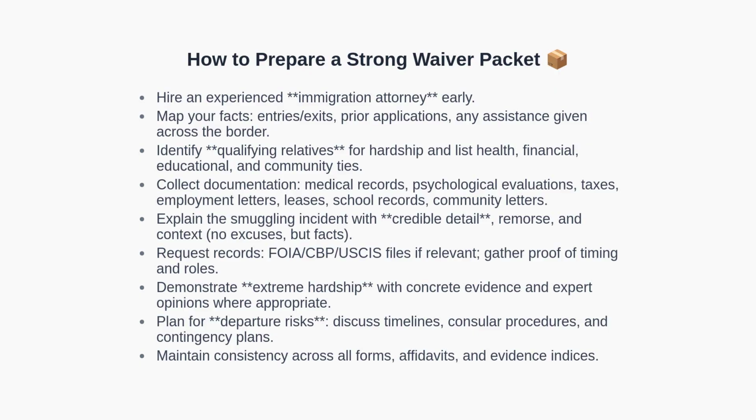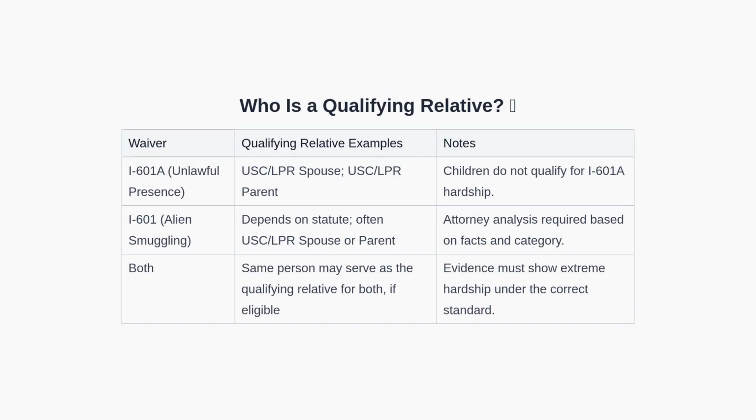Ensure consistency across forms, affidavits, and evidence lists. Next, this table clarifies qualifying relatives. For the I-601A, qualifying relatives are typically a U.S. citizen or lawful permanent resident spouse or parent. Children are not qualifying relatives for I-601A purposes.